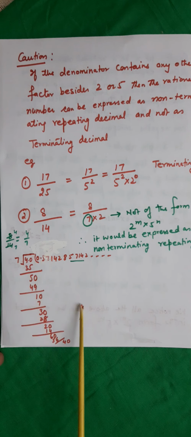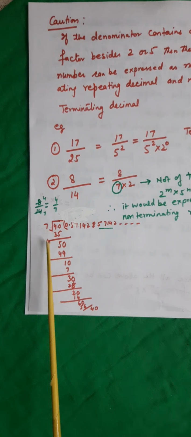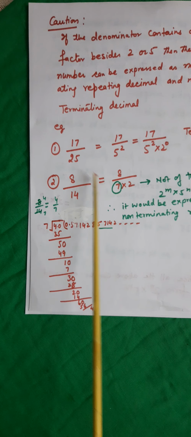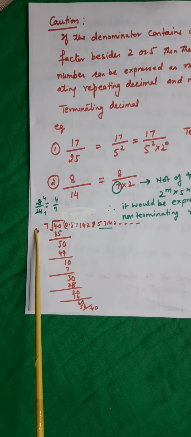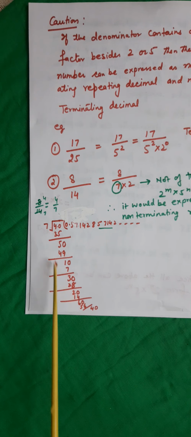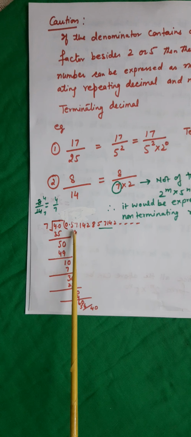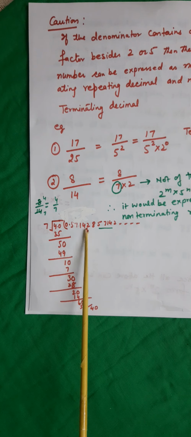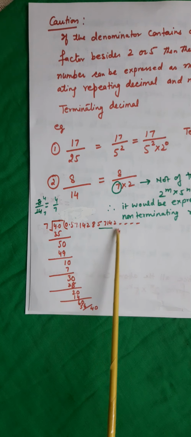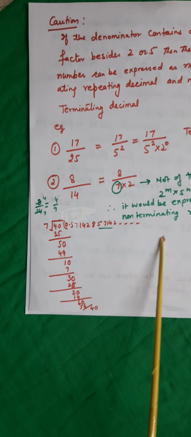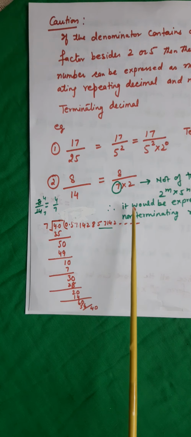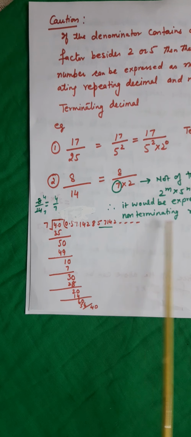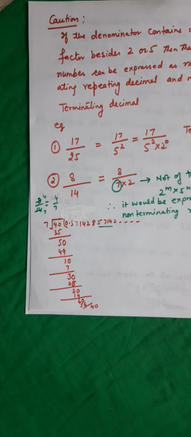Now, let us verify it. When you divide, you will cancel it. You will get 4 upon 7. You can divide 4 by 7. When you divide it, you will find that the digits 5, 7, 1, 4, 2, 8 will continuously repeat, right? So hence I can say that it can be expressed as a non-terminating repeating decimal.